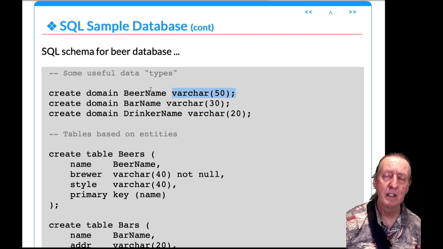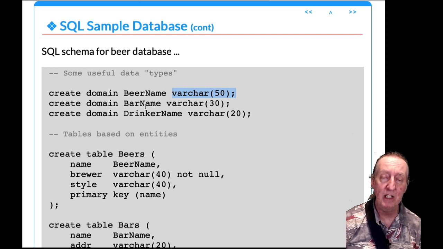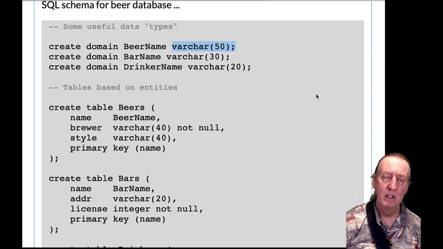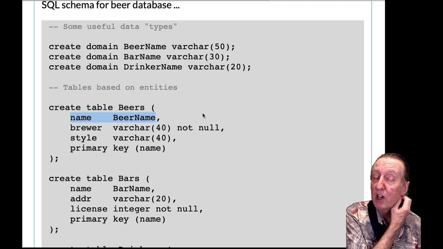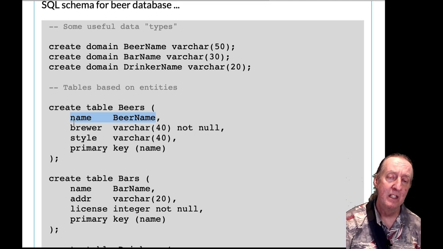So just using names for particular types is a useful form of abstraction. So here we're assuming beer names can't be longer than 50 characters, bar names can't be longer than 30 characters, and drinkers have very short names. And as we'll see, we're actually only using first names. Alright, so I don't think there's anything unusual here except for the fact that we've used the beer name type or the beer name domain to define the name attribute.